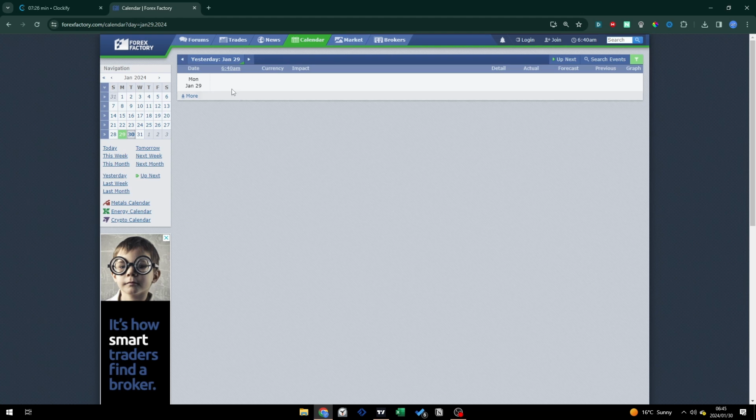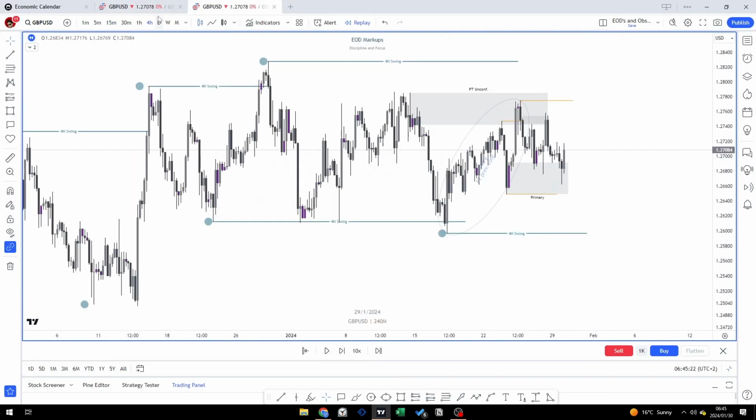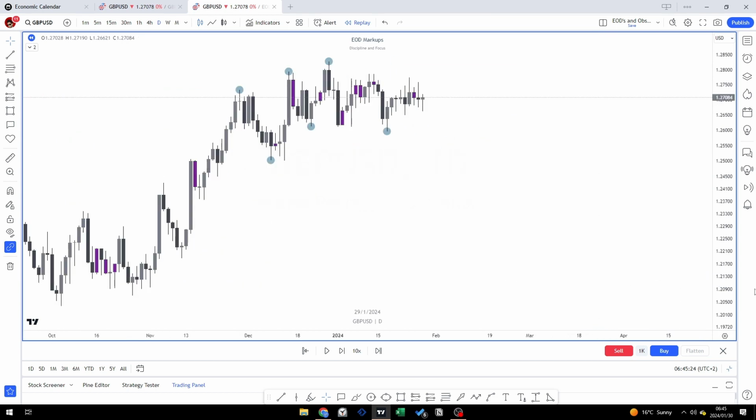As usual, we'll start off with the economic calendar, and as you can see, there's no red folder news events for GBPUSD. That means there's no news events for the British pound or the US dollar. Then moving on to the daily or 4 hour charts, perhaps just touching on the daily.